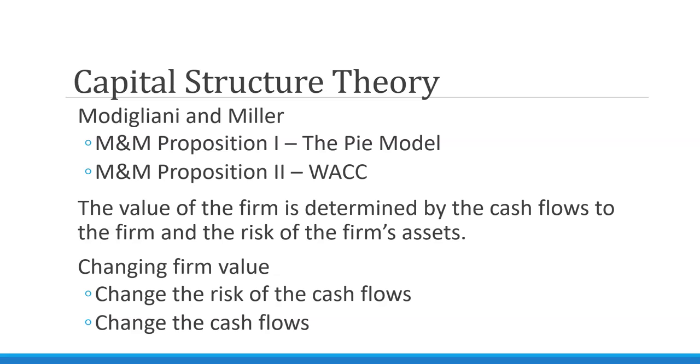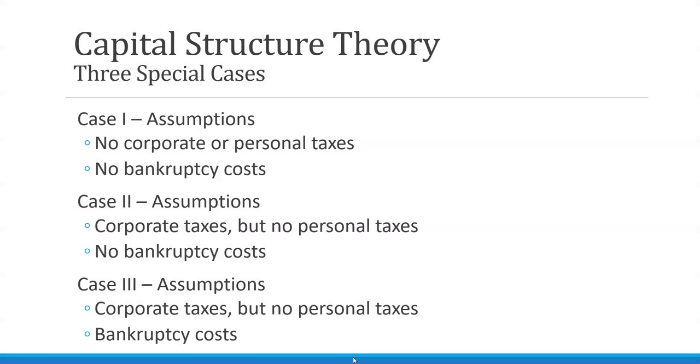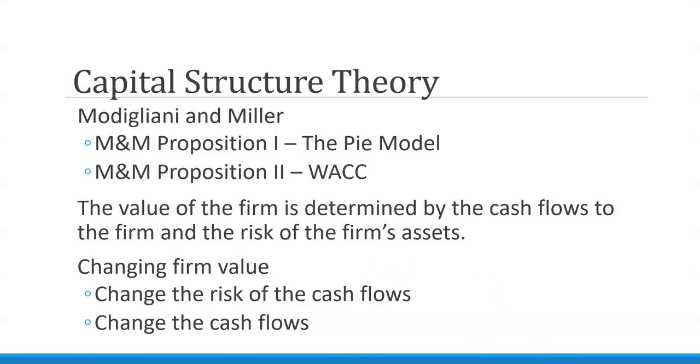So this is the pie model. The value of the firm is determined by the cash flows to the firm and the risk of the firm's assets. Changing the value of the firm changes the risk of the cash flows. So the pie model starts out with total equity to finance equals total assets. So 100% of total assets equals 100% of the firm's equity. Thus, the size of the pie doesn't depend on how it's sliced. The value of the firm doesn't change just because we change the percentage of debt to equity. The value of the firm stays exactly the same.